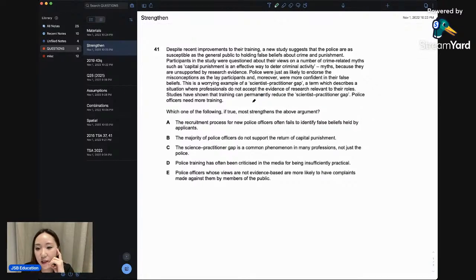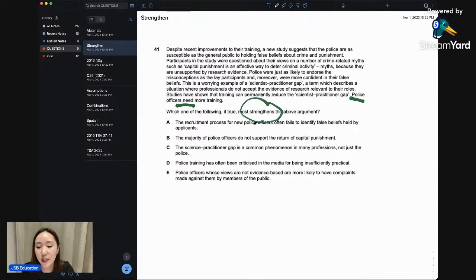Studies have shown that training can permanently reduce the scientist-practitioner gap. Police officers need more training. Hopefully it's obvious to you that this here is the main conclusion because we've got this word need. I know I go on about this all the time, but it's such a nice, quick, easy way to find a conclusion. So they need more training. Why? Because this would reduce the scientist-practitioner gap. So we want anything to support this.